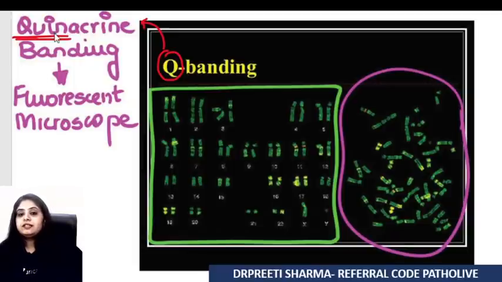So quinacridine stain is a kind of fluorescent stain. It needs a fluorescent microscope. That is why you can see all the chromosomes over here. They've got a lot of fluorescence, right? So repeating for all of you, quinacridine banding sounds like a queen, so it needs something fancy, and that is fluorescent microscopy. Let's do some variations. I think that's very important.